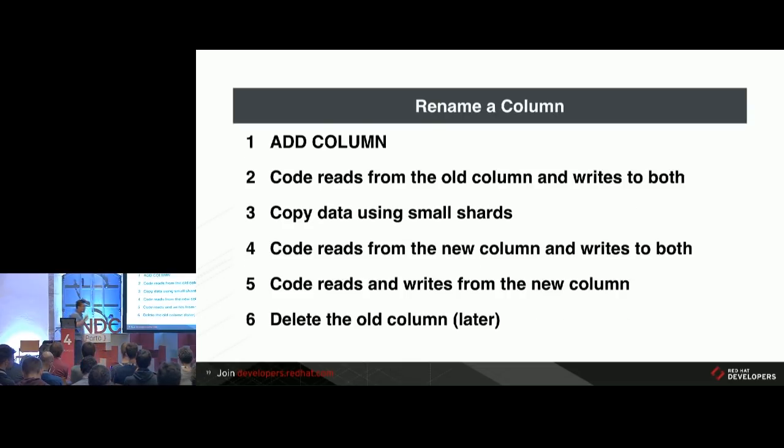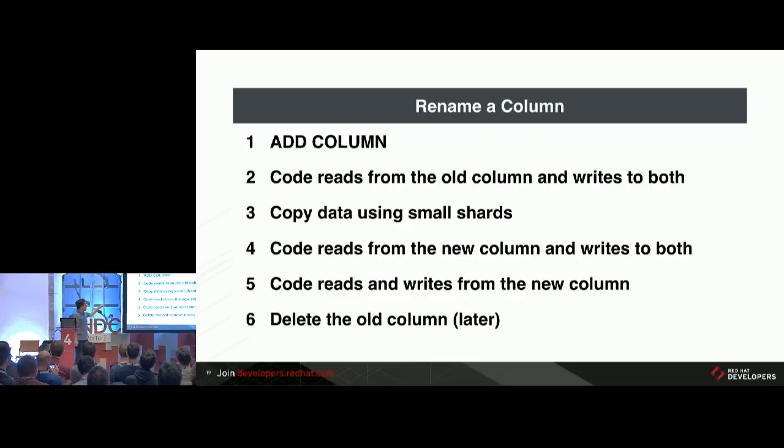And second scenario, this is the most complicated one, when I have to rename a column into production. So we need at least six different steps. So first step, alter table, add column. Second version, your code reads from the old column and writes to both. Why do you write to both? Well, you need both versions running at the same time.